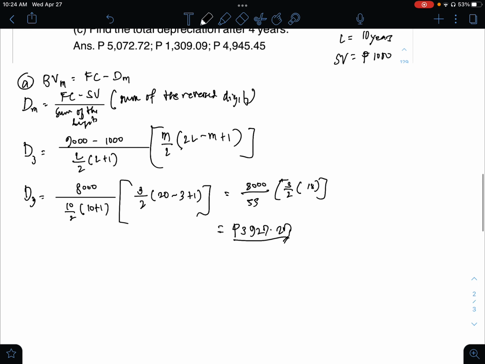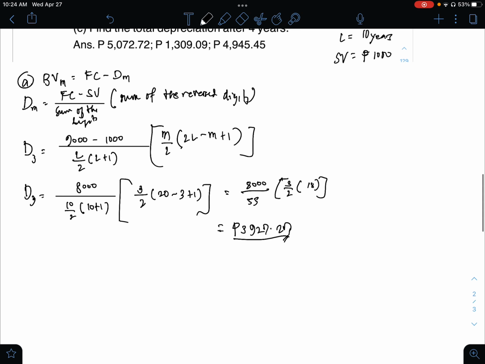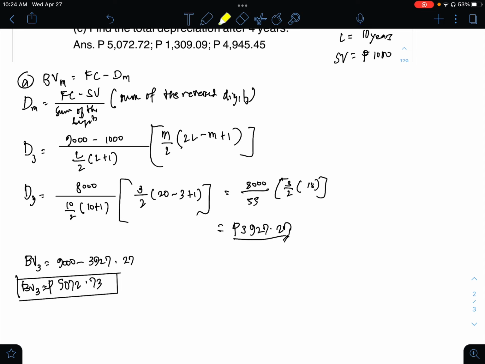Therefore, we can now get the book value at 3 years. That's 9,000 pesos minus 3,927.27. So the book value at 3 years is 5,072.73 pesos. Again, I did not bring a calculator, so please verify that this is correct.